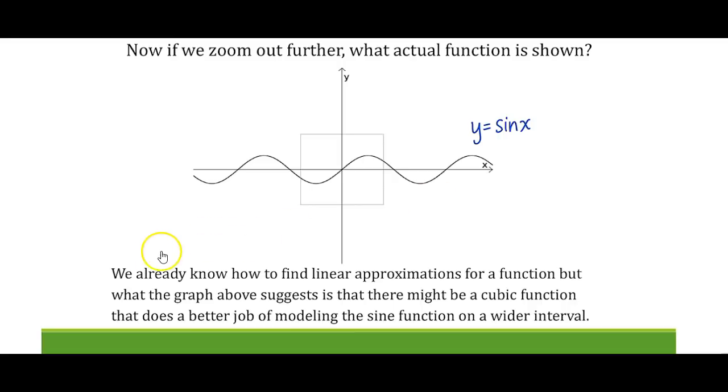What is the takeaway? Well, we already know how to find linear approximations for a function, but what the graph above suggests is that there might be a cubic function that does a better job of modeling the sine function on a wider interval. So from our first calculus course, we learned about using a line to approximate a function, but it looks like here that a cubic polynomial would do an even better job of approximating the function. So we're going to go ahead and dive into that conversation.